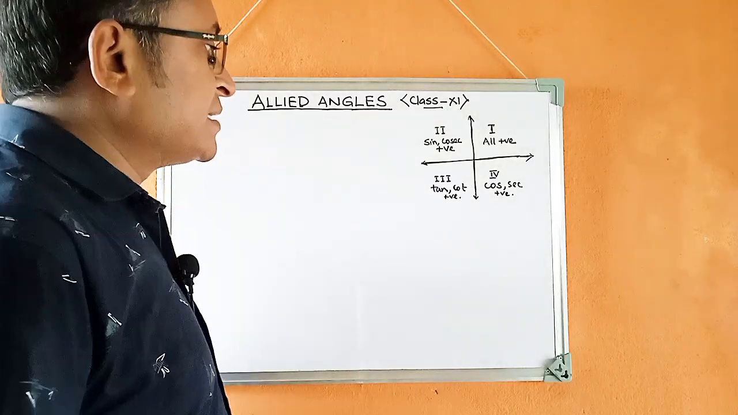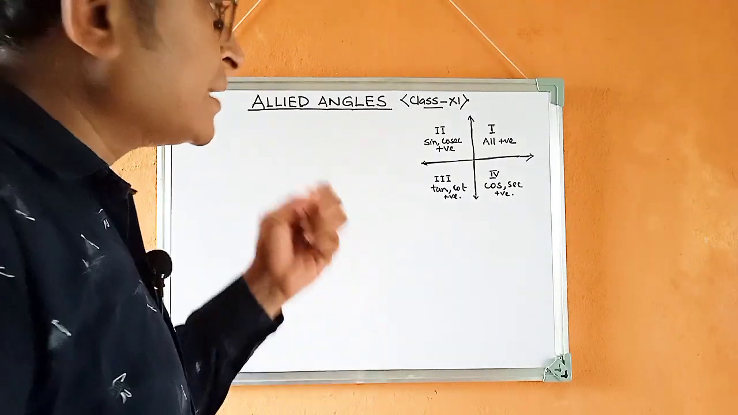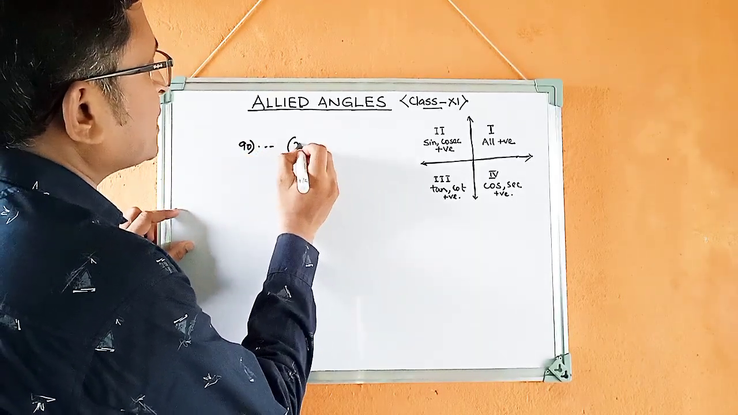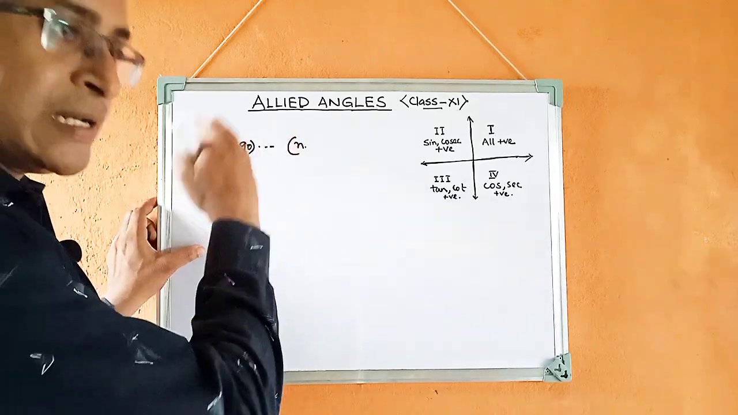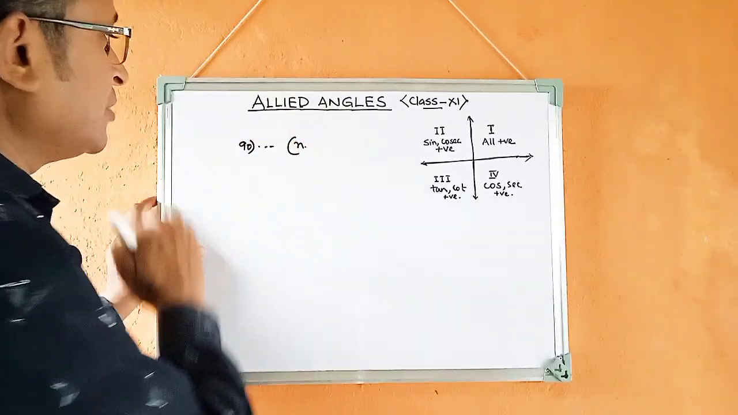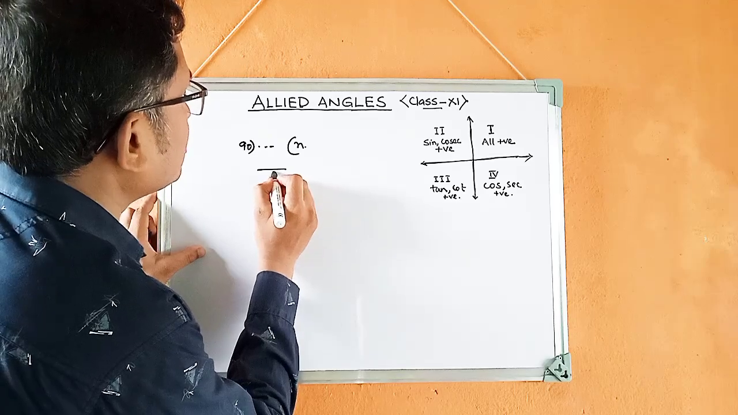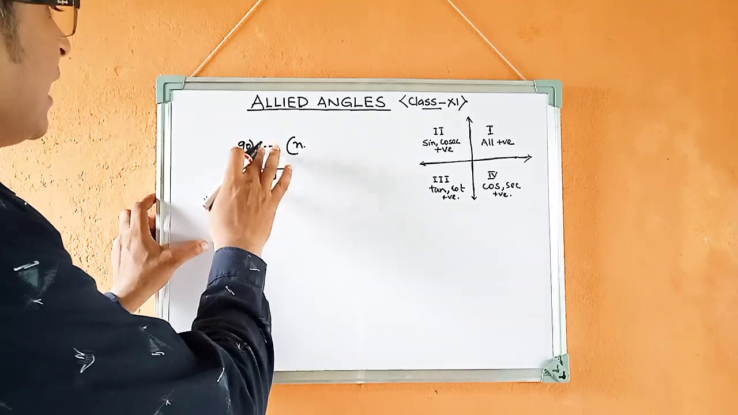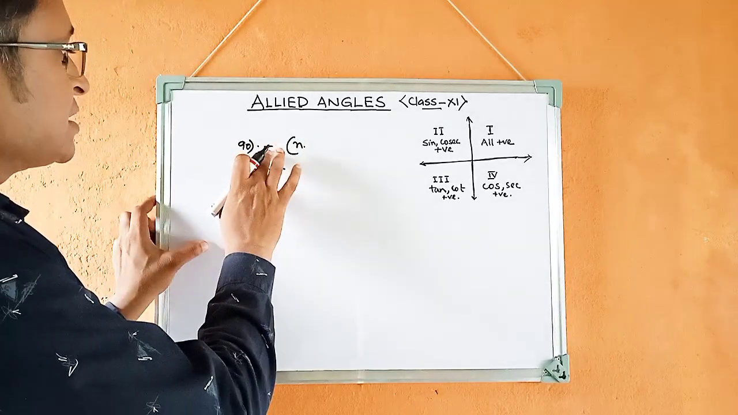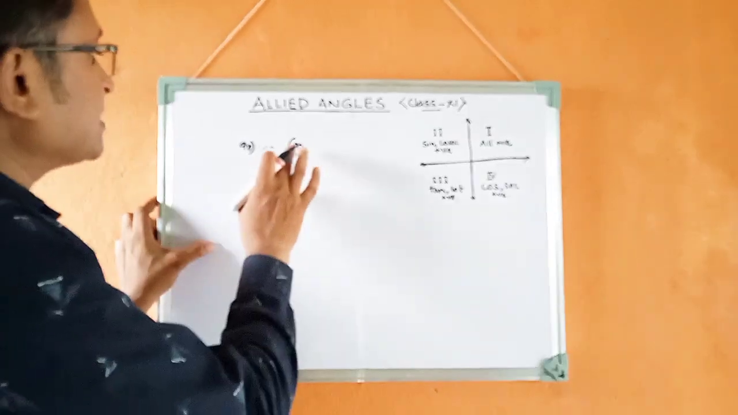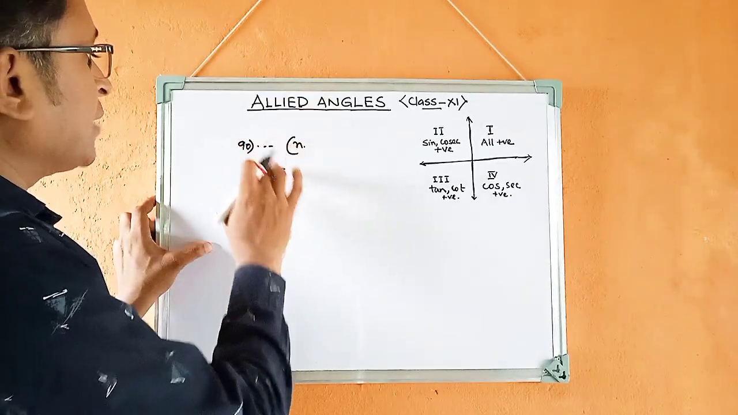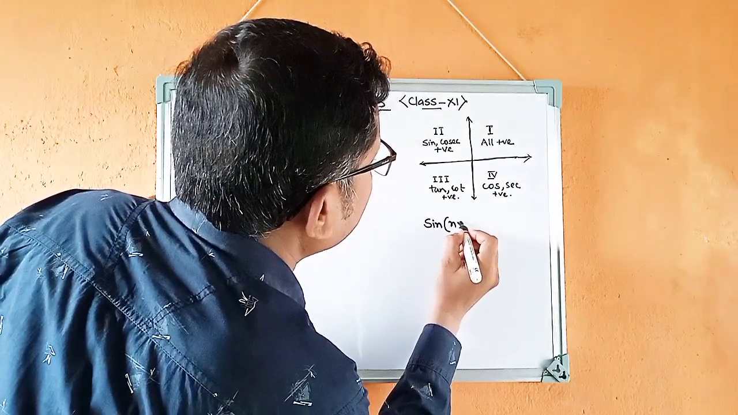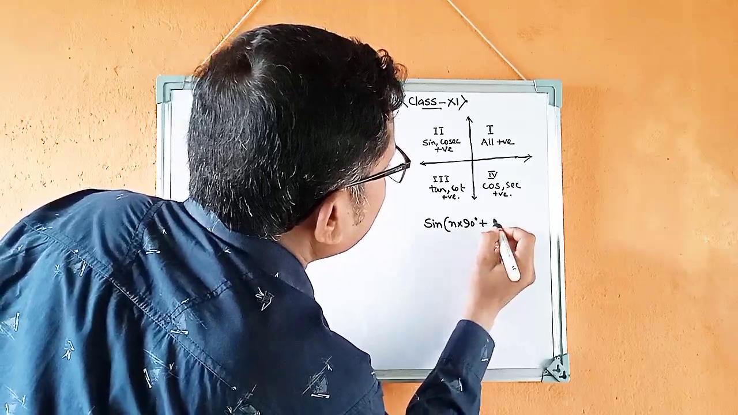Now suppose we have an angle more than 90 degree, suppose 300 degree or 400 degree, any angle. We divide the angle given in the question by 90 degree. Suppose we get the quotient n, that is 90 into 2, 90 into 3, 90 into 4, anything, and a remainder which we call theta. So we write the angle as n into 90 plus theta. For example, if 400 degree is given, then 400 degree equals n into 90 plus theta, and we write sine of n into 90 degree plus theta.